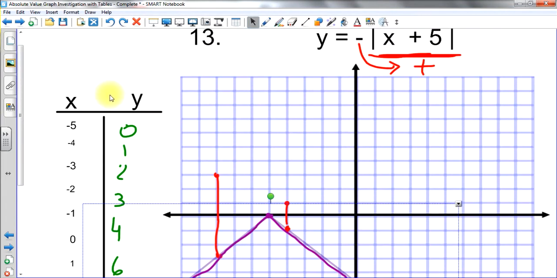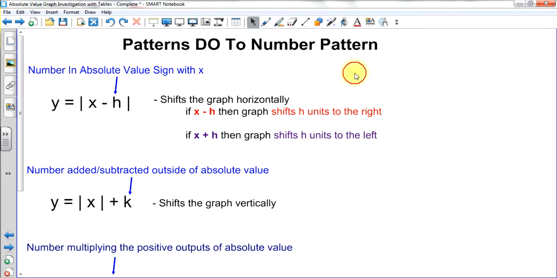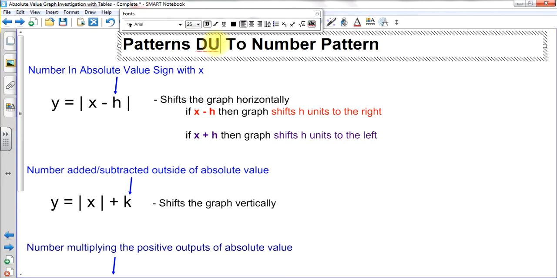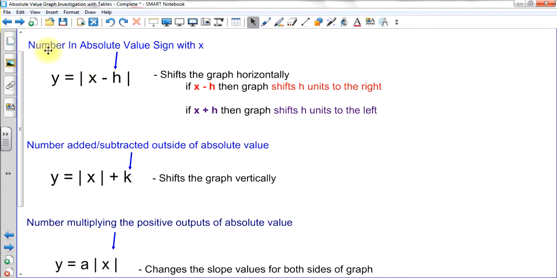The graph of that. Okay, so I'm going to summarize what the number patterns do. Okay, so when we see a number inside the absolute value sign with x, what that's going to do is this number is going to shift our graph horizontally. Okay, so when we have a number inside the absolute value of x, that's really changing what we're taking the absolute value of. So that shifts our graph horizontally.